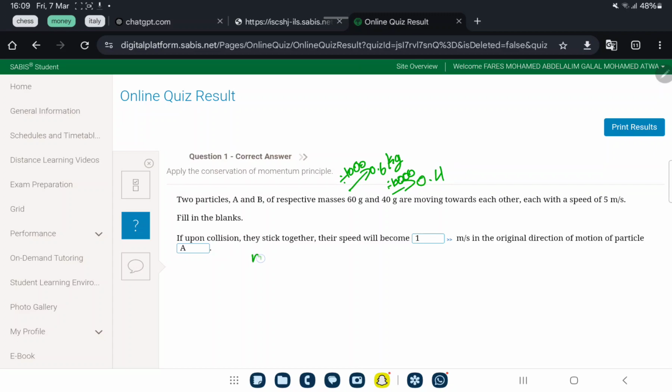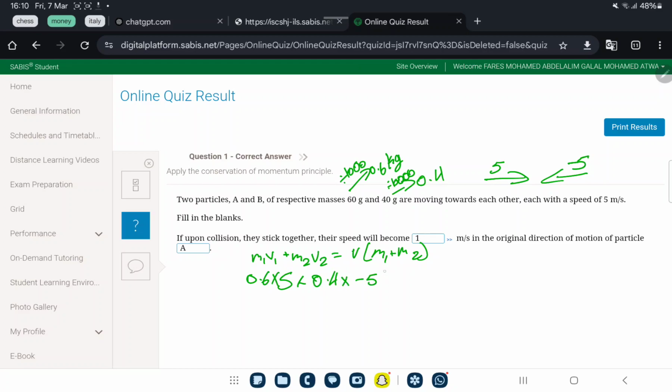So, we use the equation m1 v1 plus m2 v2 equals v times m1 plus m2. m1 is 0.6 times v1 is 5. Now they're moving towards each other, so we'll take particle A as the positive and particle B as the negative. Plus m2 0.4 times v2 minus 5. We're going to name it x, m1 0.6 and m2 0.4.